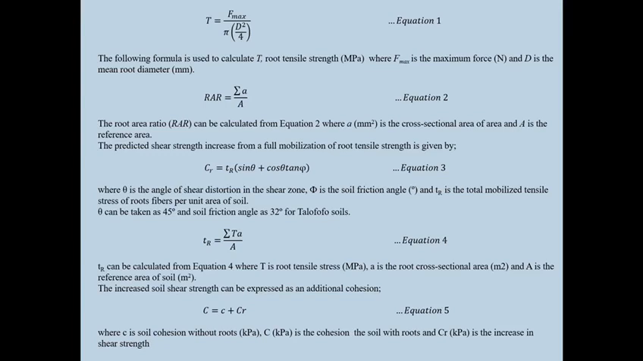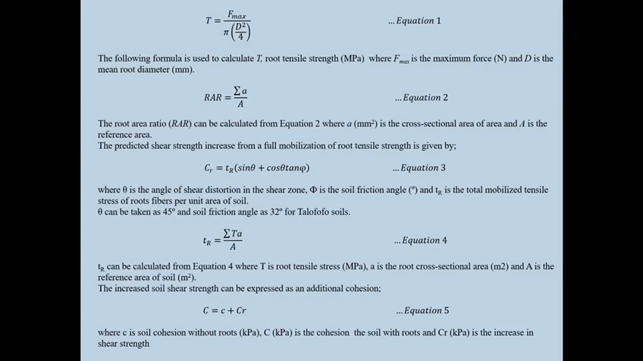The predicted shear strength increase from a full mobilization of root tensile strength is given by equation 3, where theta is the angle of shear distortion in the shear zone, phi is the soil friction angle, and TR is the total mobilized tensile stress of root fibers per unit area of soil. Theta can be taken as 45 degrees and soil friction angle as 32 degrees for tropical soils. TR can be calculated from equation 4, where T is root tensile stress in MPa, small a is the root cross-sectional area in meters squared, and capital A is the reference area of soil in meters squared.